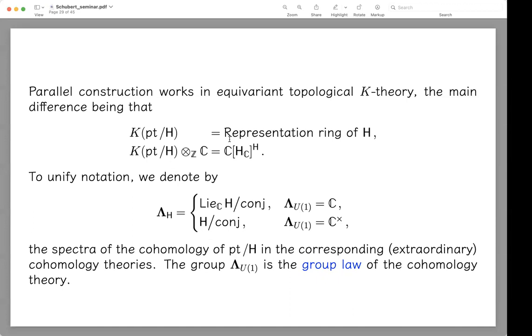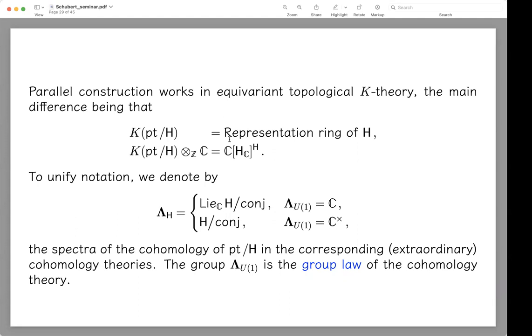The only difference between K-theory and cohomology is that the K-theory of a point looks like the group itself modulo conjugation. So it looks slightly more nonlinear. It's like a torus modulo the Weyl group, as opposed to ordinary cohomology, where you get the Lie algebra modulo conjugation. It's like the Lie algebra of the torus modulo the Weyl group.